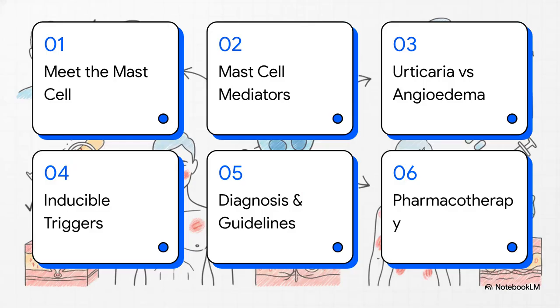So, to figure that out, here is our cell-to-clinic roadmap for today. We'll start with number 1, meet the mast cell. Then 2, mast cell mediators. 3, urticaria versus angioedema. 4, inducible triggers. 5, diagnosis and guidelines. And finally, 6, pharmacotherapy. Let's get right into it.